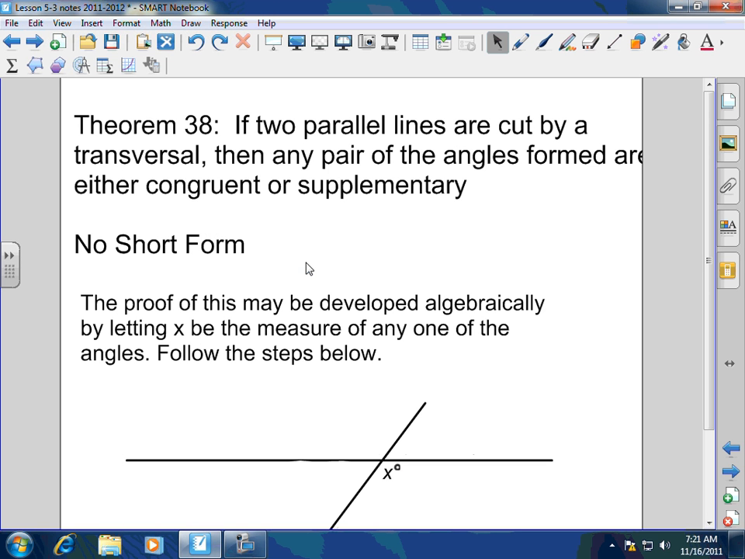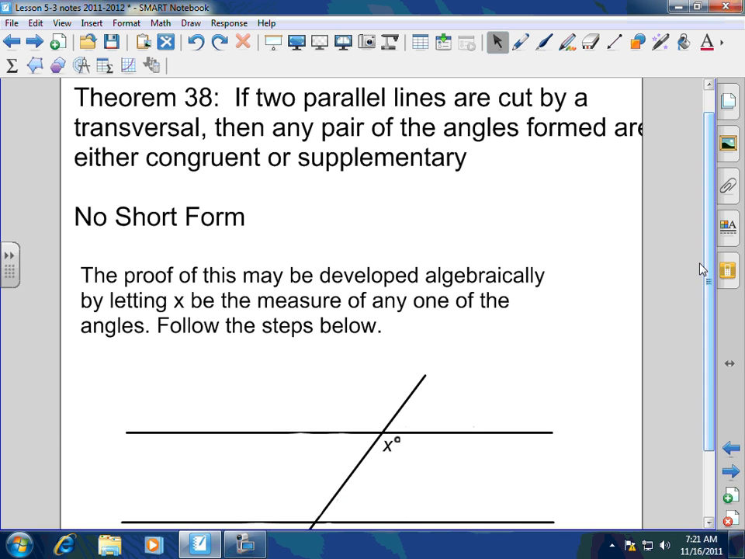Theorem 38. If two parallel lines are cut by a transversal, then any pair of angles formed are either congruent or supplementary. Now, there's no short form for this, guys, unfortunately. You're going to use it sometimes, but not a lot. What you're going to use this for mostly are non-proofs. You're going to try to figure out angles which are congruent in a figure. So you're going to use this theorem. But in proofs, for the most part, we don't use it.